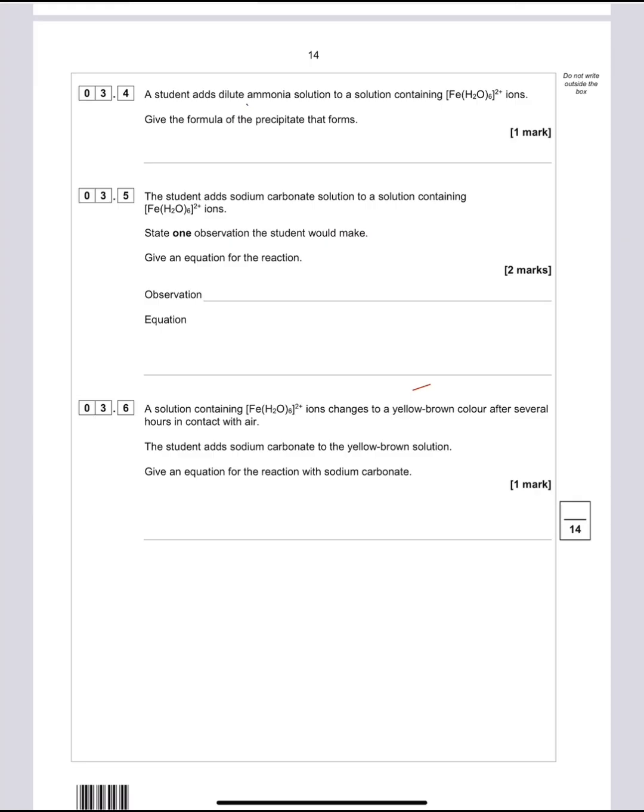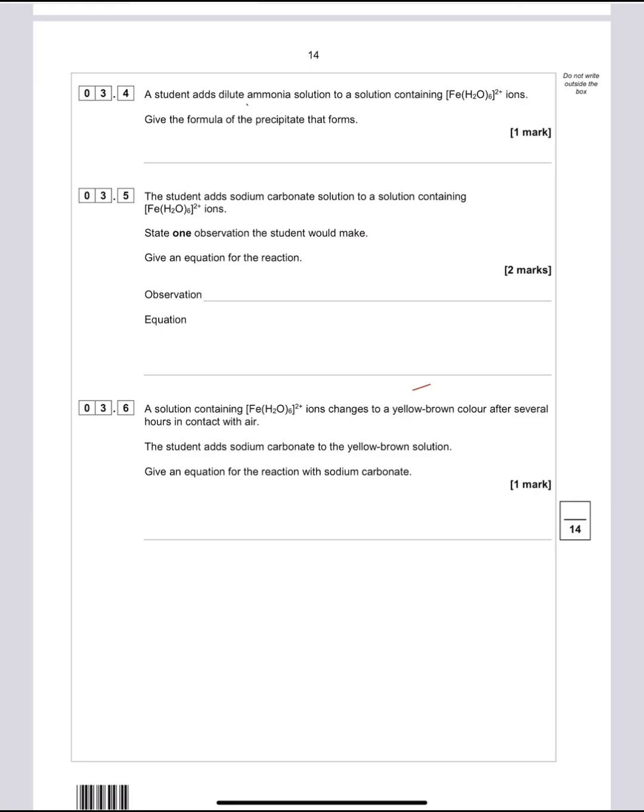The next question was about the substitution reactions for the complexes, the aqua ions. So the first one was when you add a dilute ammonia solution to a solution containing the iron 2 plus aqua ion, give the precipitate that forms. So here we know that if you add dilute ammonia, or even concentrated ammonia, or if you add OH, either dilute or concentrated, you're going to end up with the same product, which is the iron hydroxide.